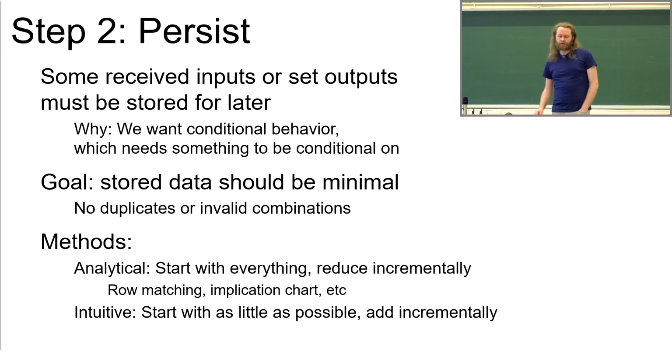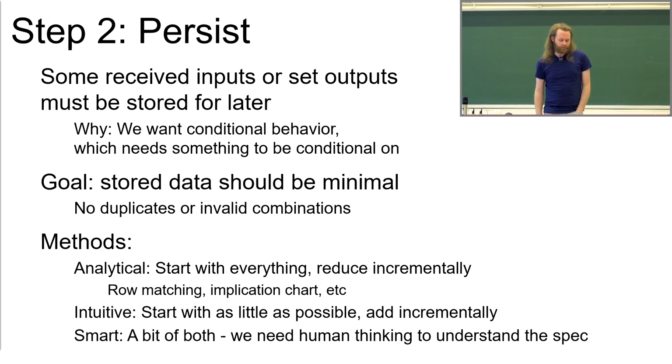So the more intuitive way is to start with as little as possible, and you go, okay, well, we need to save this because reasons, and then you add those incrementally. The problem with that is that you may add things that you don't actually need to add, and then you need to realize that there is room for reducing, and then you need to start analyzing and thinking. So the smart thing to do is to use a bit of both.